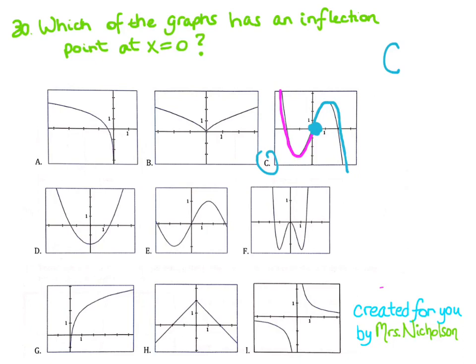D, always concave up. E, we are concave up and then concave down. So inflection point there at x equals 0.